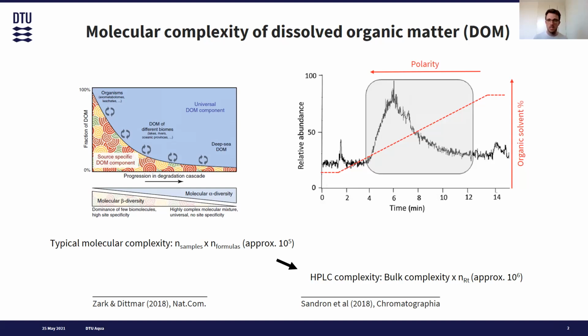The complexity of this data set is then even higher because it scales also with the number of retention times that we're considering. So if we're doing an online measurement, we increase by about an order of magnitude. If we're fractionating, not quite as much.